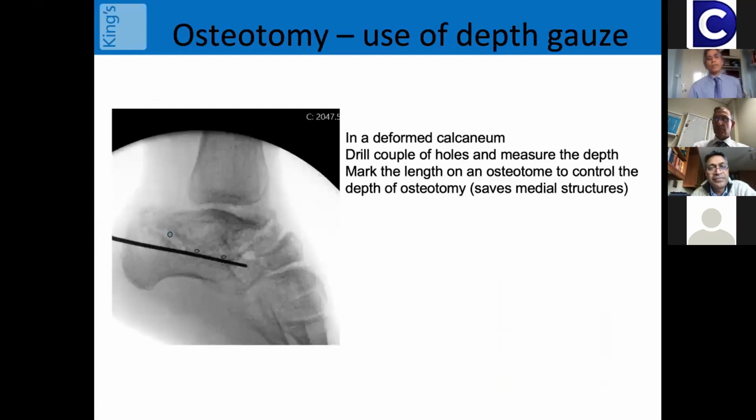So there's another trick when you're doing a difficult calcaneal osteotomy, when everything is adherent medially from previous surgery. I put a couple of drill holes at different levels of the calcaneum, measure the depth, and mark my osteotome with a marker pen, so that I don't suddenly plunge onto the medial side. So that helps, because you've measured the depth beforehand and know how much to go.